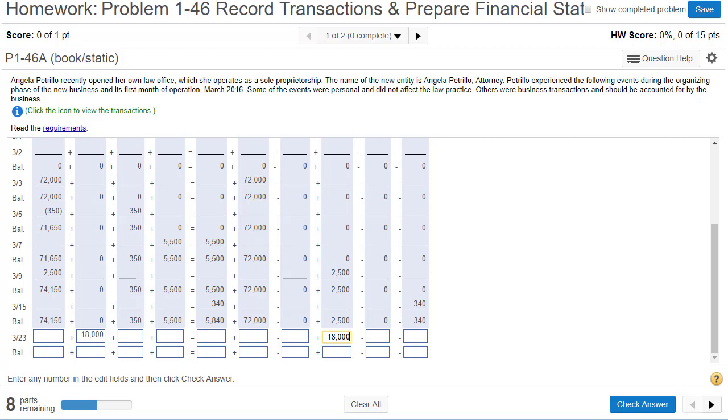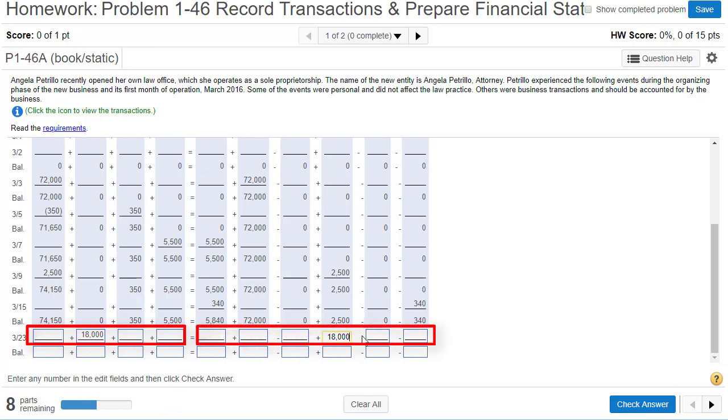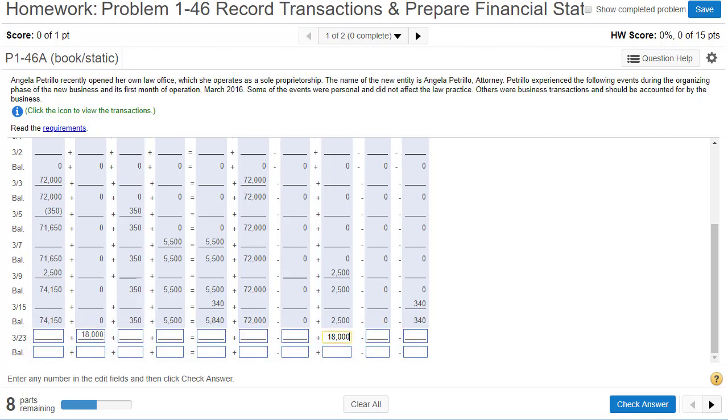Now, before we move on, we should double check that the two accounts have an equal effect on each side of the accounting equation to make sure we didn't make any mistakes. We have positive 18,000 on the left side of the accounting equation, and we have positive 18,000 on the right side of the accounting equation. Therefore, the equation balances. Now we bring down the totals.